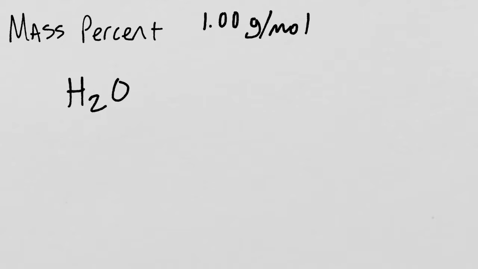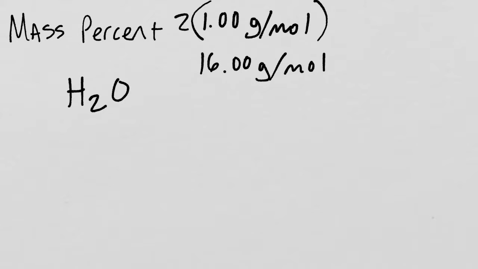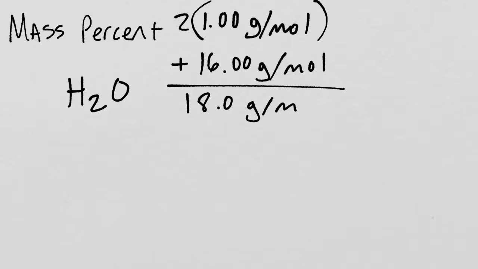Let's take the example of water. We know that hydrogen on its own weighs about 1.00 grams per mole, and we know that oxygen is approximately 16.0 grams per mole. So a water molecule would be 2 of those hydrogens plus an oxygen, and if we added that together, we'd get about 18 grams per mole.